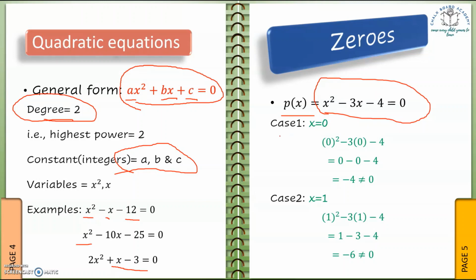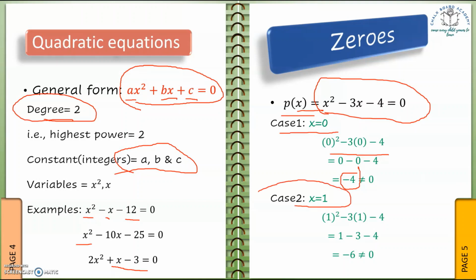Now we are just using hit and trial to find out whether this value is the 0 of this equation or not. For that we have taken the first case as x is equal to 0, and then we put the value of x as 0 in this p(x) to calculate whether it is equal to 0 or not. We are simply putting the values. So we have put values like 0 square minus 3 into 0 minus 4. So the result we got is -4, which is absolutely not equal to 0. Hence LHS is not equal to RHS. That means this x is equal to 0 is not the solution for the given equation.